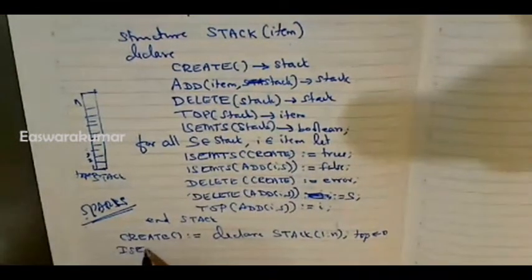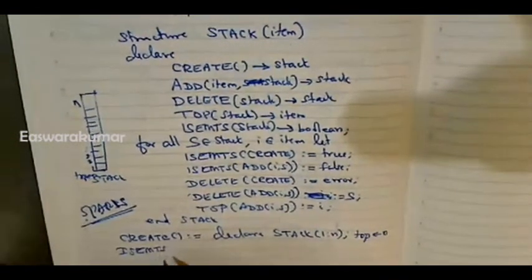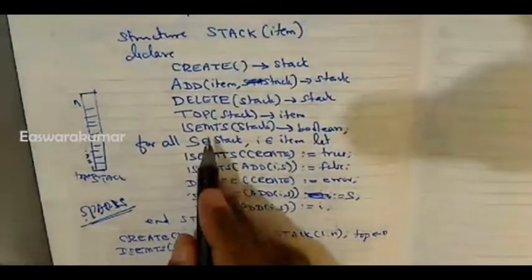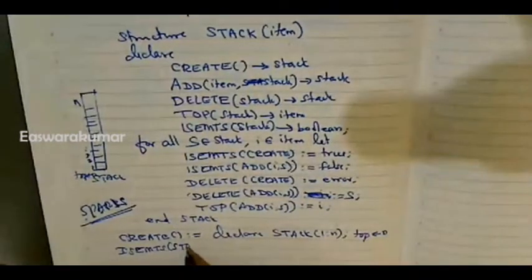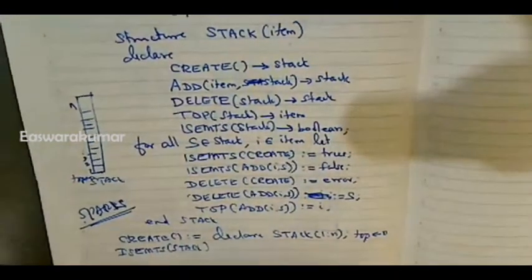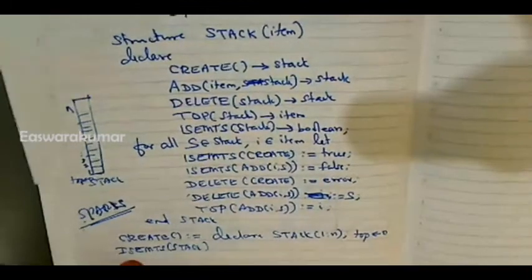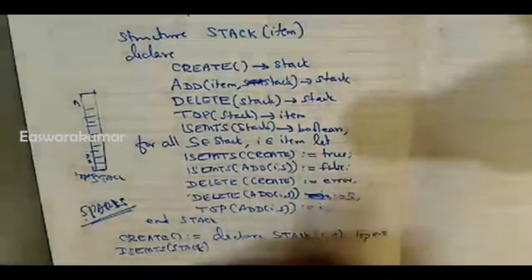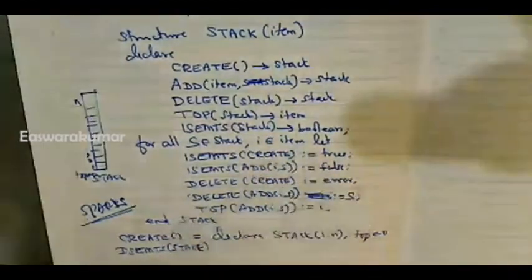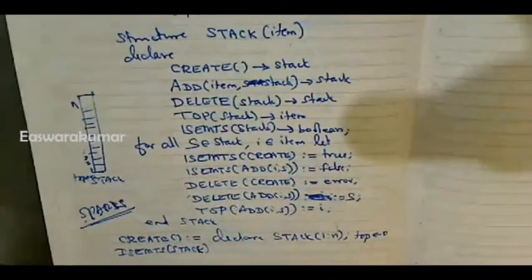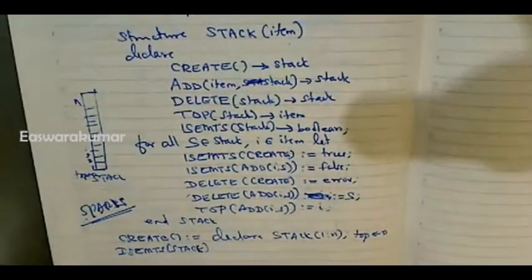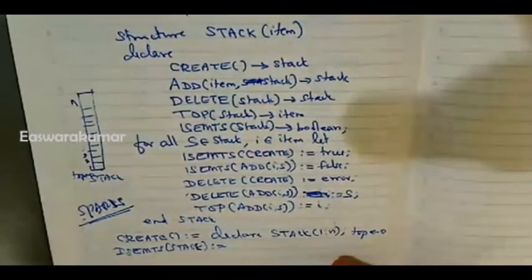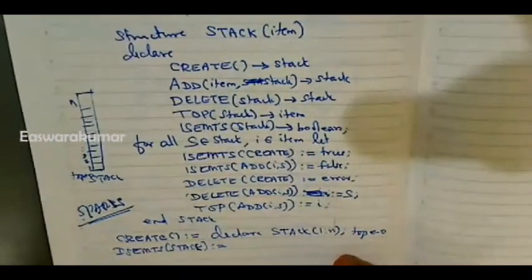So empty of stack, right? Anyway, now our stack name is stack, that we know. So empty of stack, that is a declaration. In a declaration we cannot pass the exact value, right? When the function is called, we have to give the correct value. So empty stack is, we are trying to detect whether the stack is empty or not.